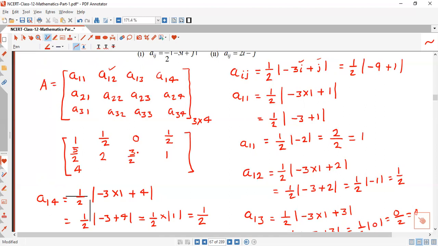So minus 9 plus 2 means mod of minus 7 comes out 7 by 2. And now minus 9 plus 3 will come out minus 6, mod of minus 6, so 6 by 2 comes out 3. Now minus 9 plus 4 comes out minus 5, mod of minus 5, 5 by 2. So I just completed the matrix there. Similarly, you can make the second part also.